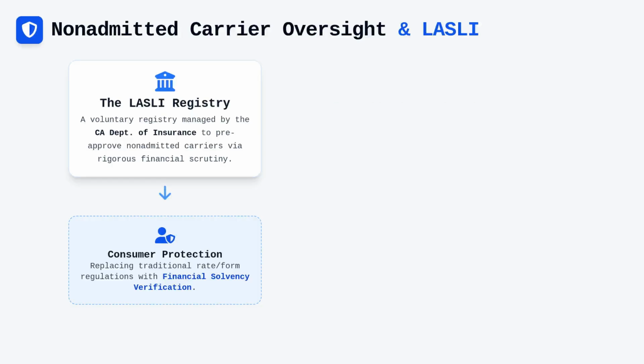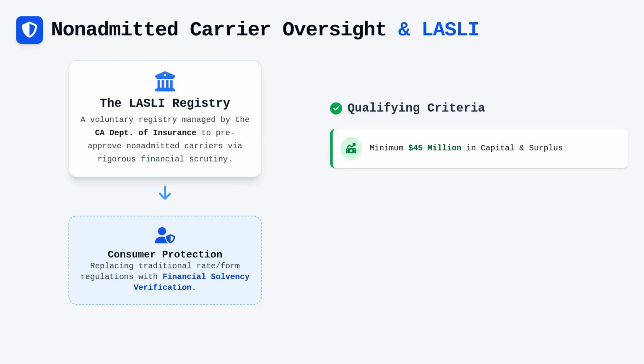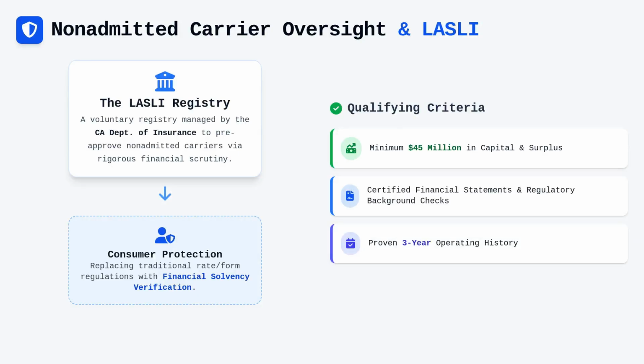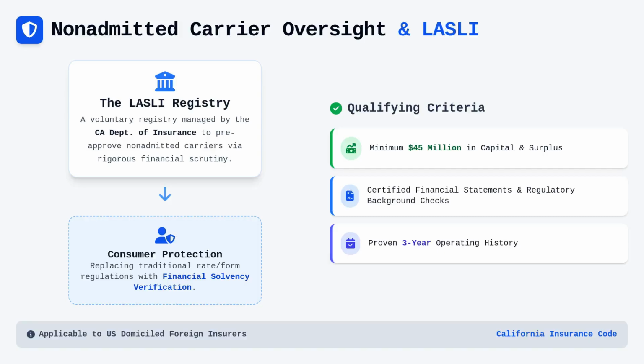For a United States domiciled foreign insurer to qualify for placement under California home state rules, it must demonstrate substantial financial strength, including maintaining a minimum of $45 million in capital and surplus. Additionally, these companies must provide certified financial statements, national regulatory background checks, and proof of a minimum 3-year operating history to verify their ongoing stability.